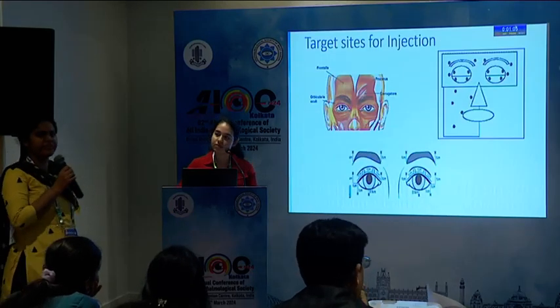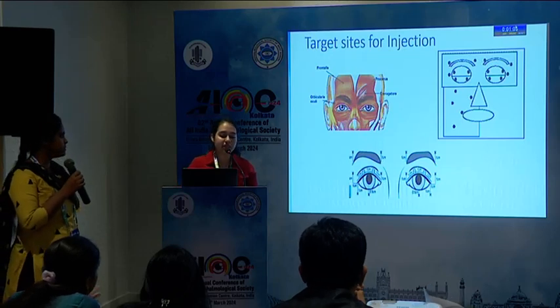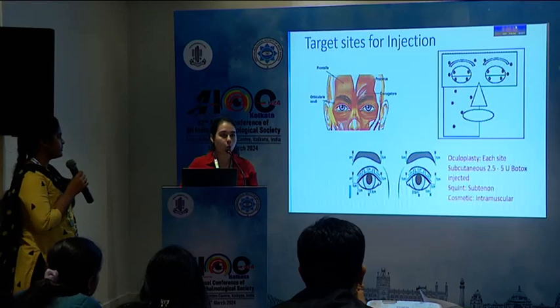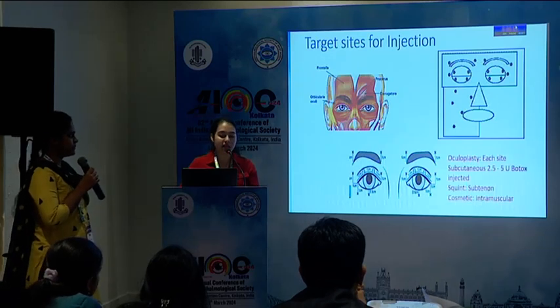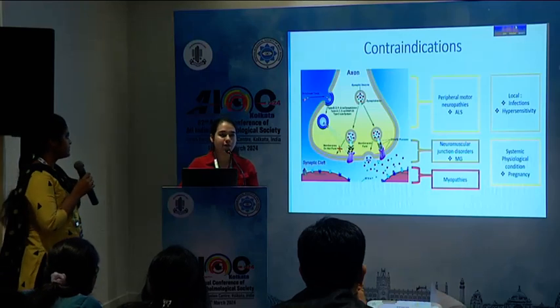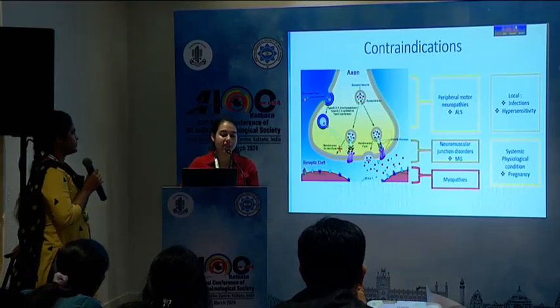You have made it. Where will you inject it? These are the sites of injection. How much and how will you inject it? Subcutaneously, it is injected 2.5 or 5 units, and also subtenon and intramuscularly. Where is it contraindicated? Obviously, in disorders involving the neuromuscular junction and the myopathies.